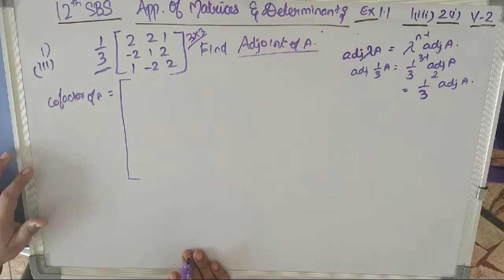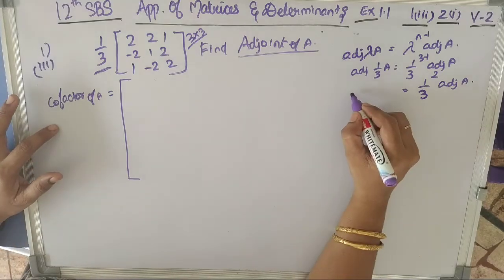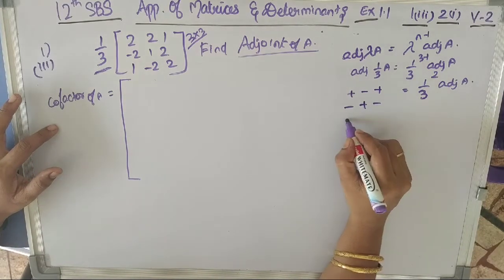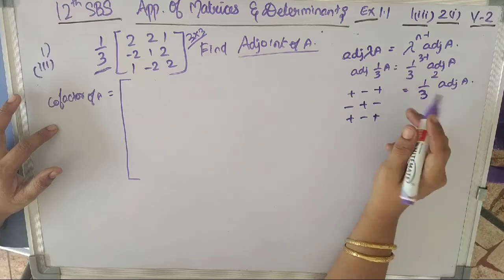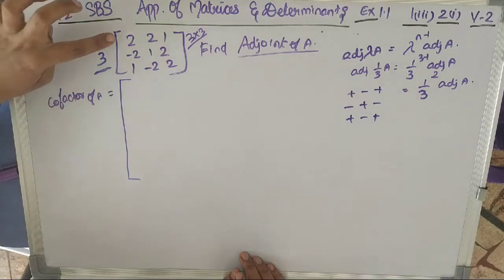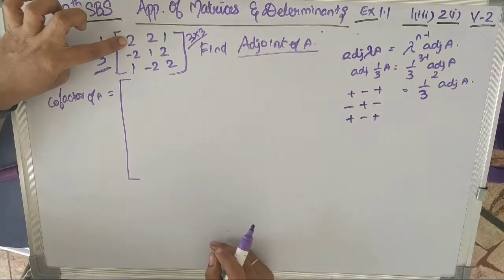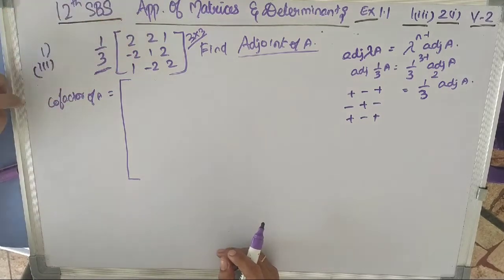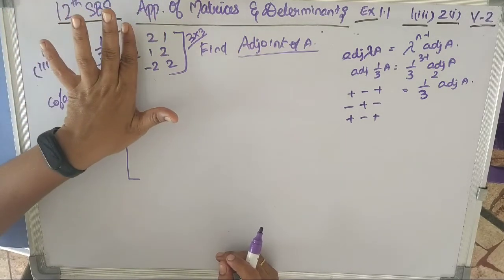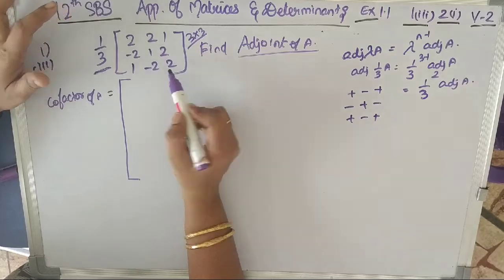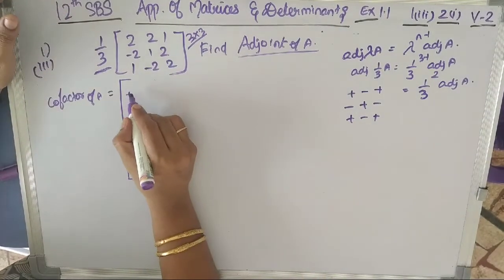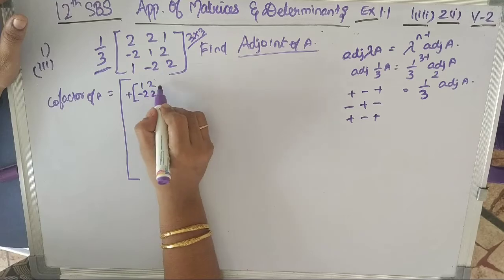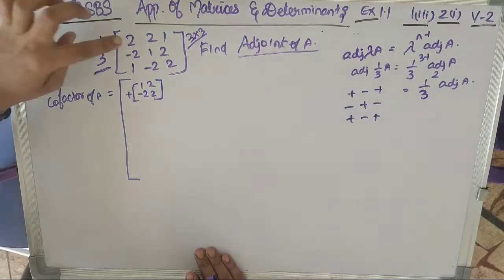Now we can find the cofactor of the first digit 2. What is the sign convention for a 3 cross 3 matrix? Plus minus plus, minus plus minus, plus minus plus, isn't it? Now to find the cofactor of 2, it is in the first row, first column. We eliminate that, and what is the remaining? 1, 2, minus 2, 2, isn't it? The sign convention for that place is plus. So plus into the determinant 1, 2, minus 2, 2.